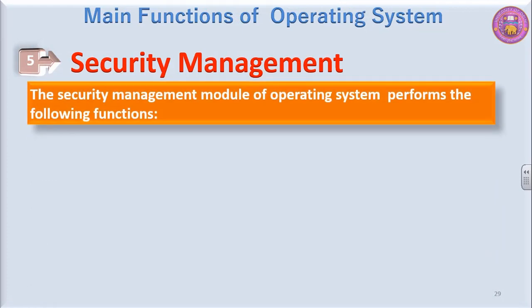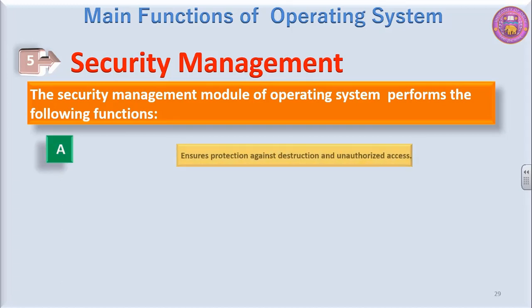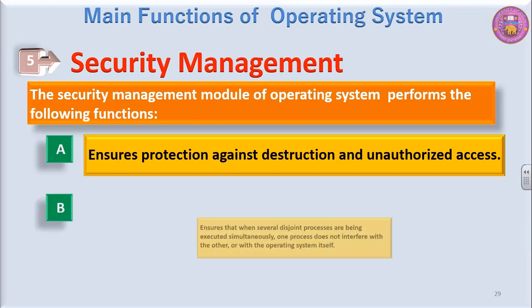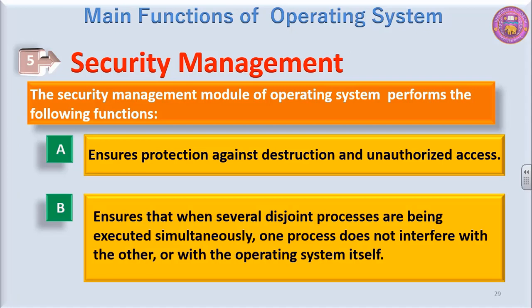The security management module of the operating system performs the following functions. The first one is to ensure protection against destruction and unauthorized access. It will not allow access. We can set passwords. Ensure that when several disjoint processes are being executed simultaneously, one process does not interfere with the other or with the operating system itself. If two or more processes are working together, security management ensures that one process does not interfere with the other process.